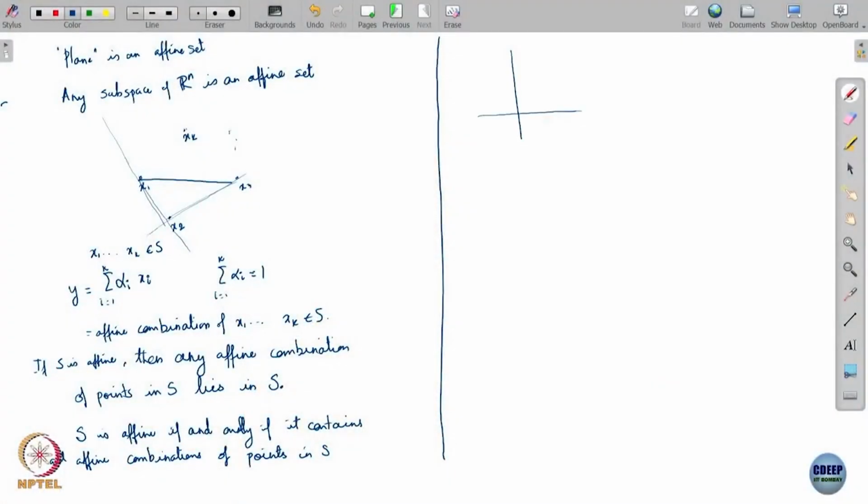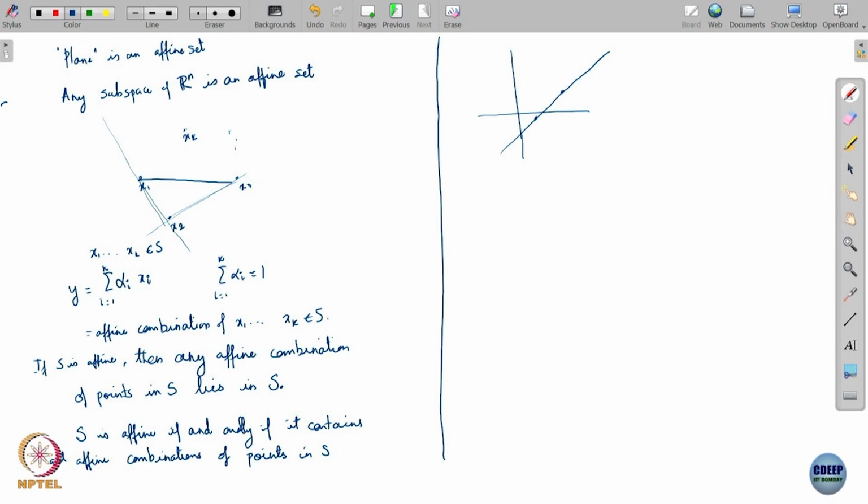Take for example, let us draw this in R2. Say for example, here is an affine set. This is just a line. Take any 2 points on it. Its affine combination is the line itself. It lies completely on the line. So this is an affine set.